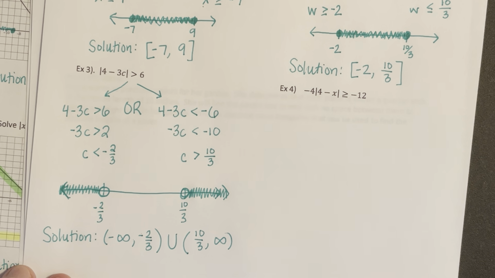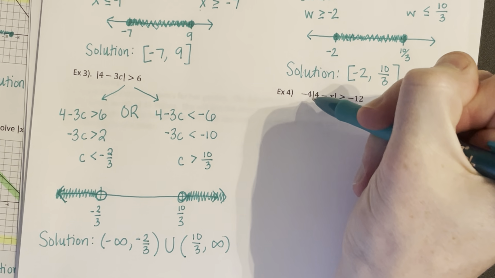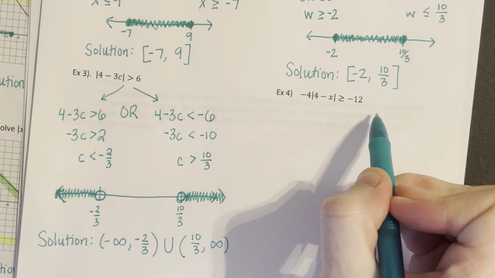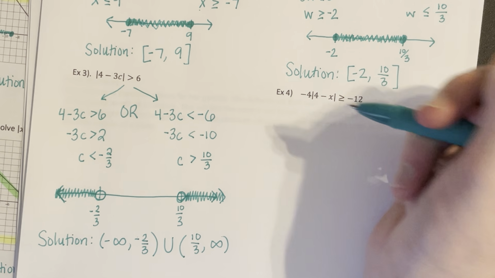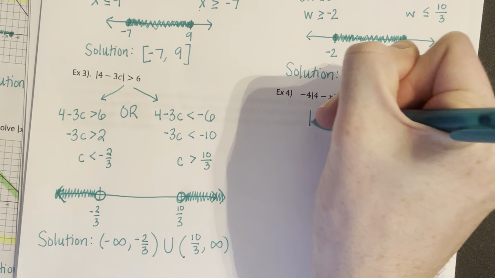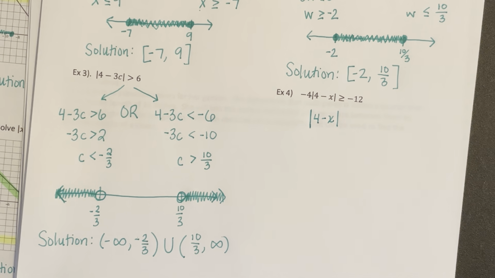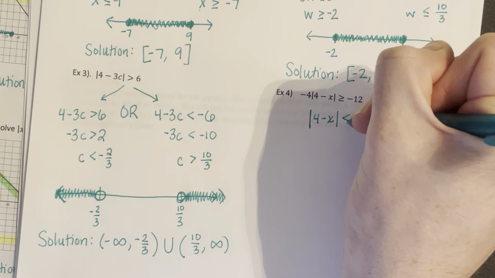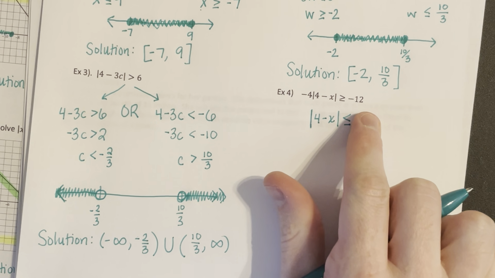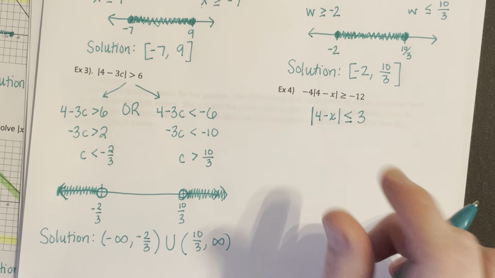All right, example 4. We still want to isolate the absolute value. And what's going on here is multiplication. I see a lot of students that will just add 4 to both sides, but that's being multiplied to the absolute value. So the opposite would be dividing. So we want to do 4 minus x. The absolute value of 4 minus x is less than or equal to a positive 3. We divided both sides by -4, which made us flip our inequality to a less than.